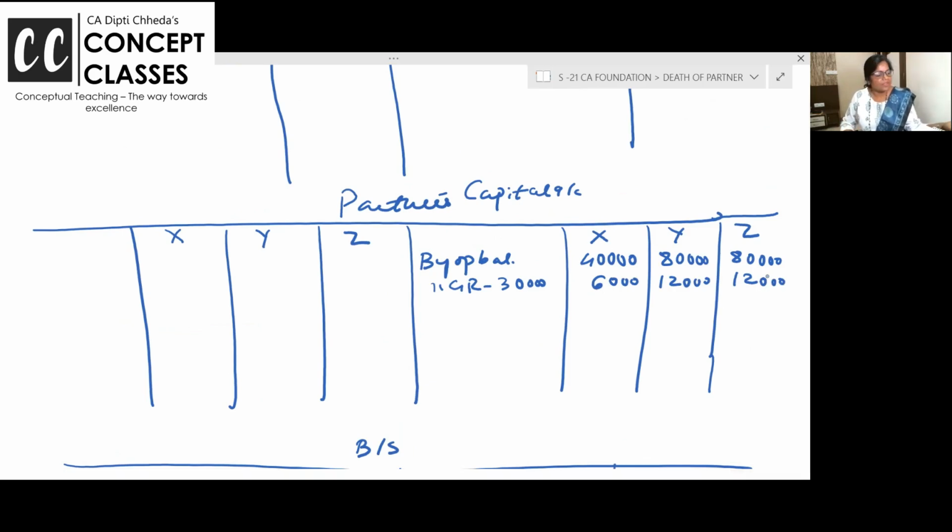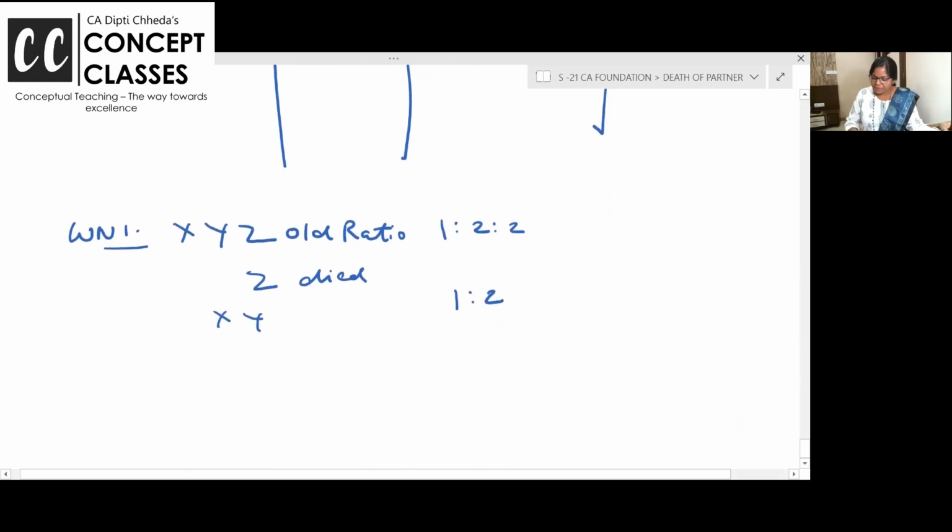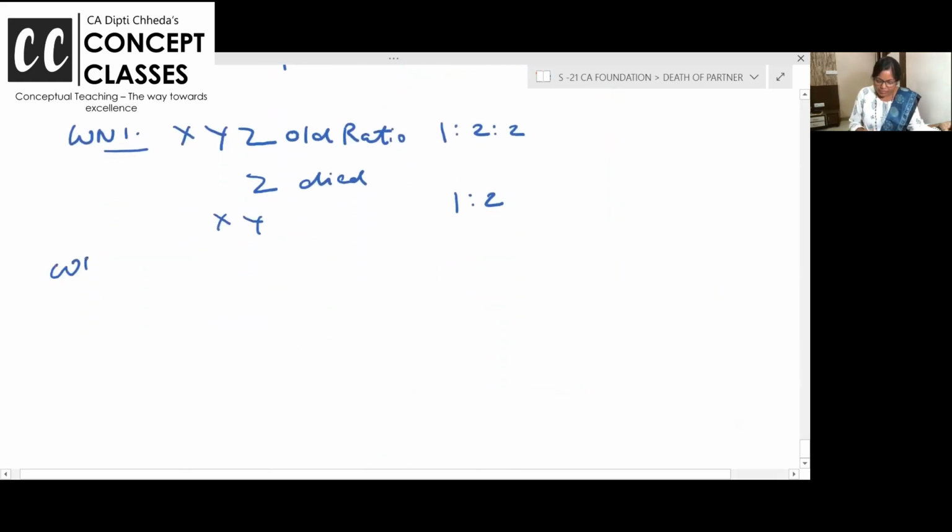General reserve. Acha hai? You have given. So opening balance sheet se we have given. Now let us calculate the last year's profits, mistake, correct it. And we will calculate the profit and all.